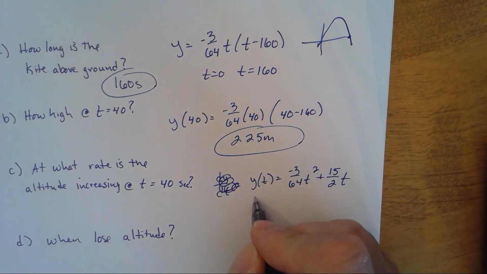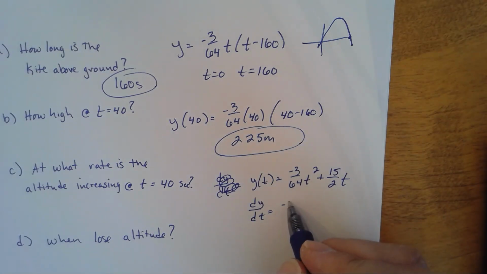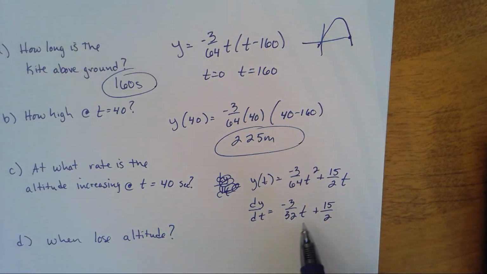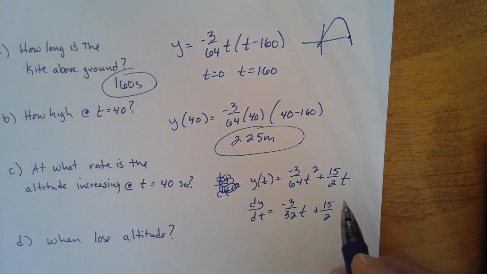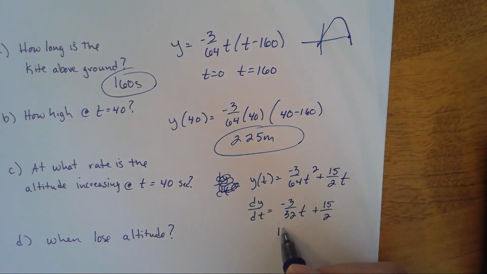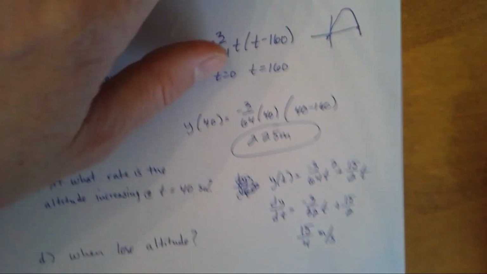So dy dt equals negative 3 over 32 t plus 15 halves. Plug in 40 and we get some answer. Let's see if I have an answer here. I don't know, 15 over 4. That'd be meters per second. That would be our vertical rate of change.